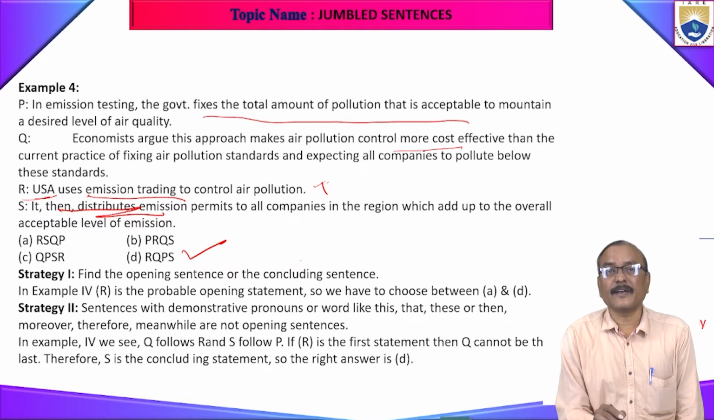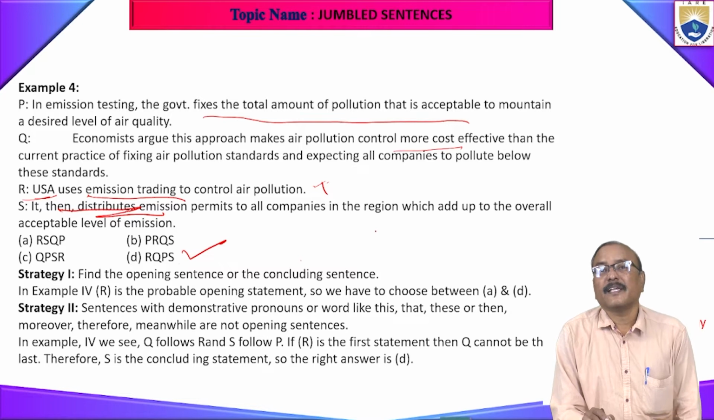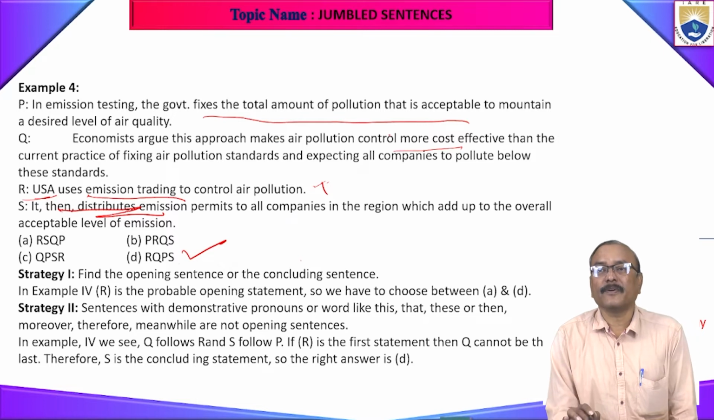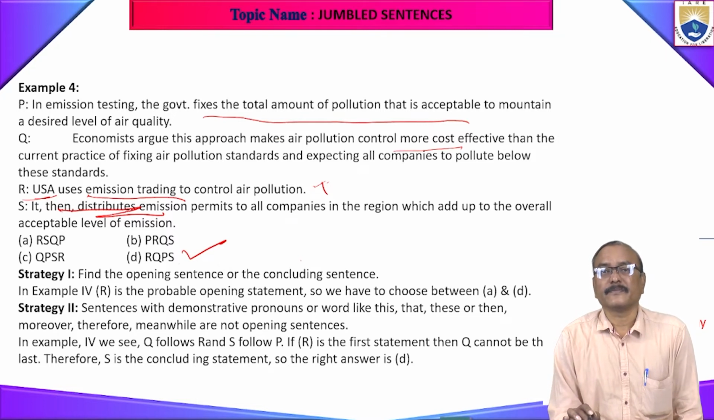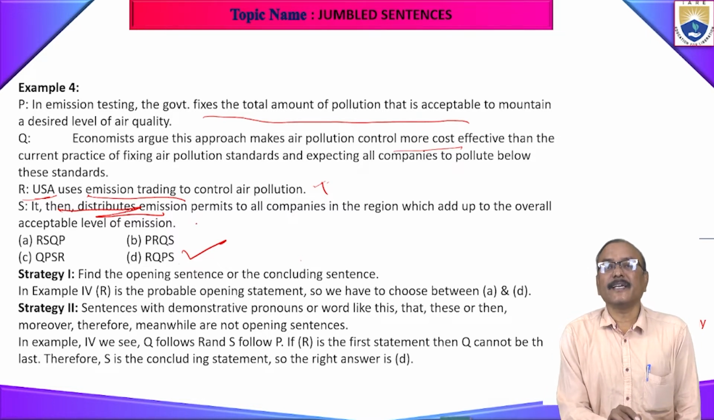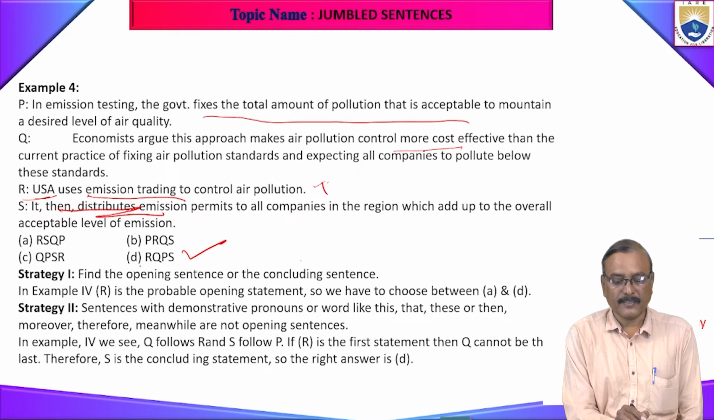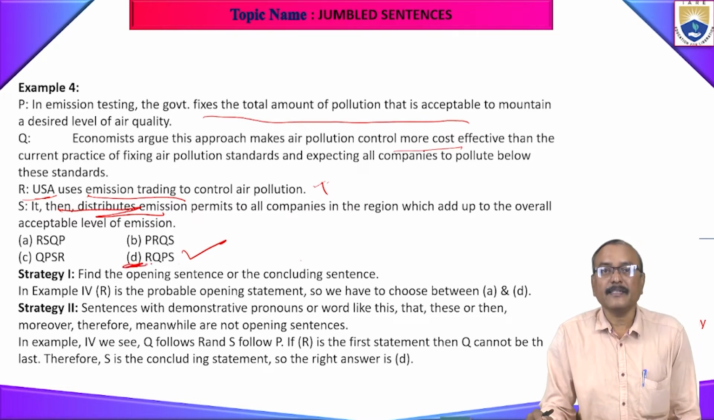Right? So R is followed by Q. Then generally what happens here? Here in the emission testing, the government fixes the total amount of pollution that is acceptable. Next one, it then distributes the emission permits. So the answer is RQPS. So D is the answer. Right?